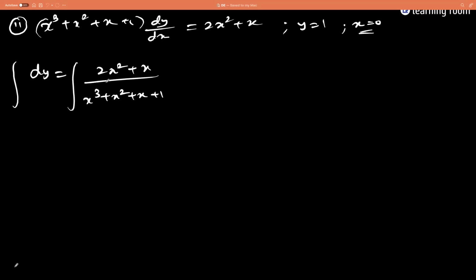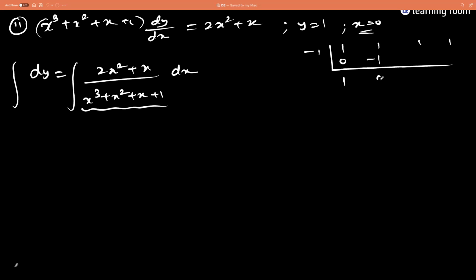This one, if you integrate on both the sides, then this x cube plus x square plus x plus 1, if you try to factorize it, then what are you going to get? So I think minus 1 will satisfy the equation. Yes, minus 1 will satisfy. So when you use the synthetic division method, 1, 1, 1, and 1, put a minus 1 here, start with 0, 1, minus 1, 0.